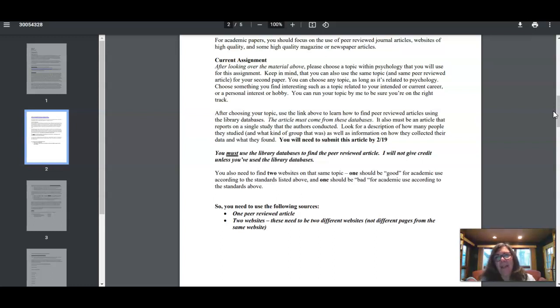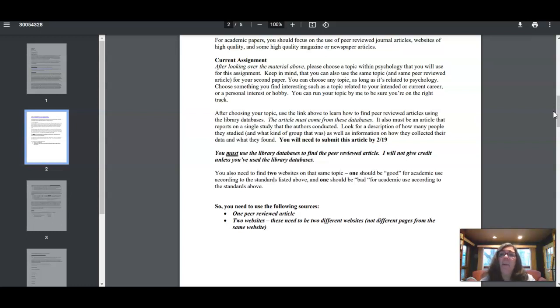And that could be a whole lot of things. That could be how humans experience music or how they interact with each other, or it could be sports psychology. It could be lots and lots of different things. So think about something that you wonder about that has to do with human behavior or human experience.